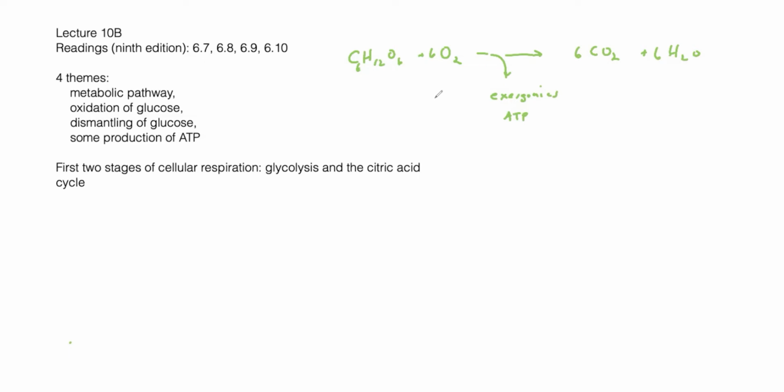We're going to be breaking this down into 4 steps, or 3 stages in the book, okay? And the first 2 steps are glycolysis and the citric acid cycle. Sometimes I might slip and call this the Krebs cycle. You should probably know about that anyways, because you'll be hearing that as well.